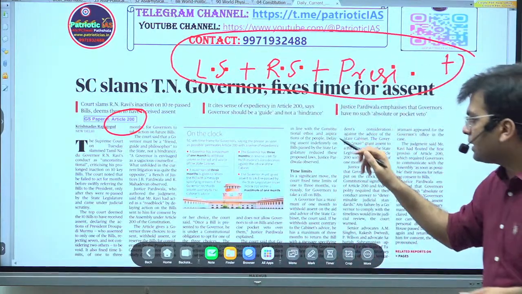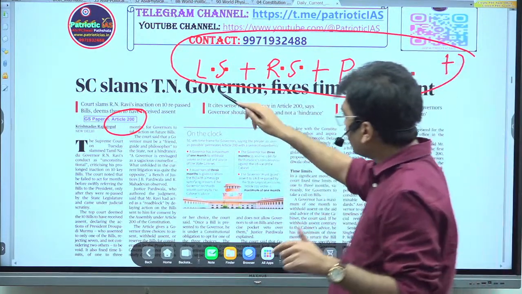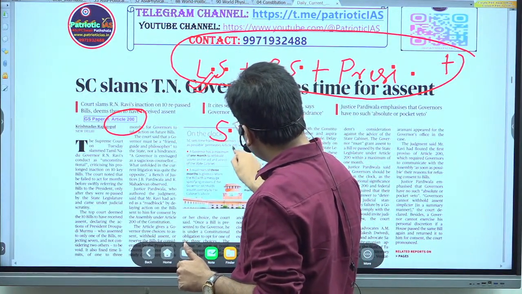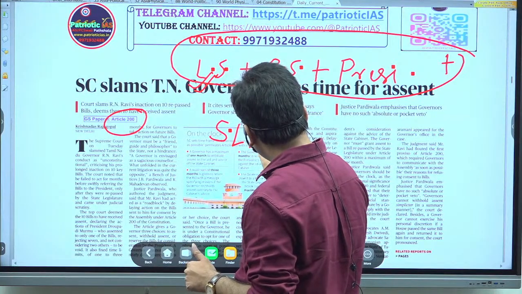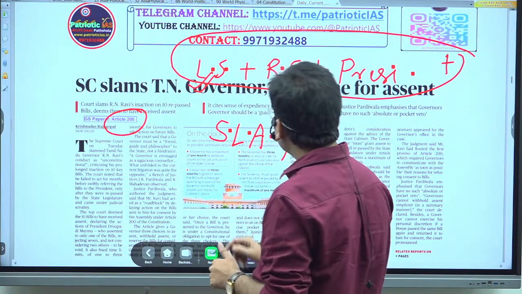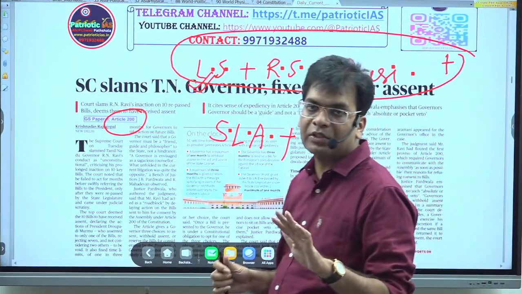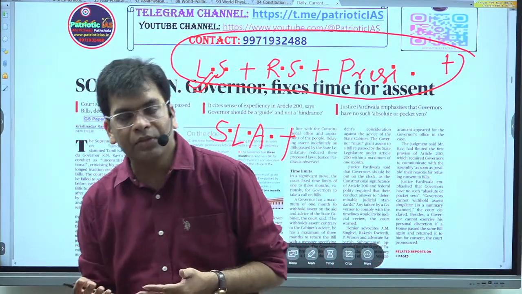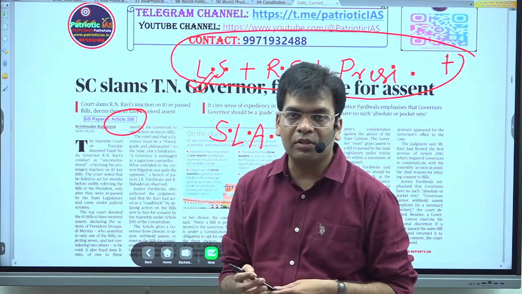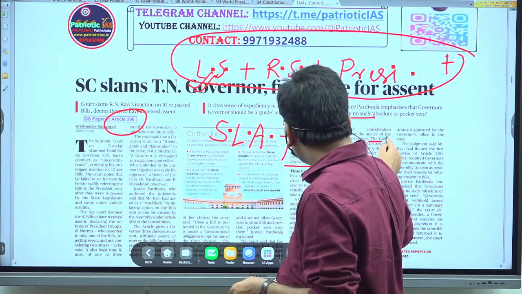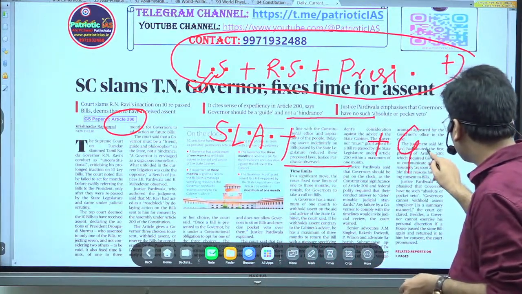Again, at the state legislature, it is the state legislative assembly. And some states have a state legislative council. We have already discussed that there are 6 states which have a state legislative council, so it is not mandatory for each state. And then the governor.